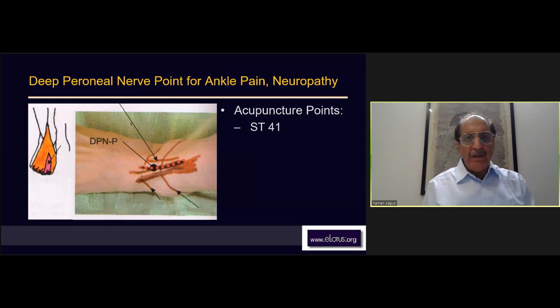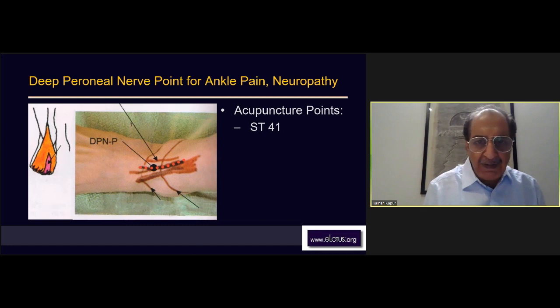Then the deep peroneal nerve point for ankle pain and for neuropathies. Now we have shown on the left side of the screen, you can see what is the distribution of the deep peroneal nerve. And on the right hand side of the screen, the acupuncture points to be prickled are stomach 41. And in addition, you will also do prickling along the pathway of the deep peroneal nerve, which is shown with red spots, red dots.